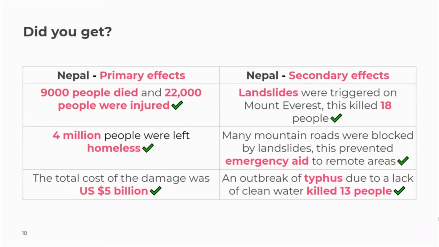Okay, so hopefully some of these were fairly obvious because you can directly compare them to what happened in New Zealand. So 9,000 people died and 22,000 people were injured. 4 million people were left homeless. And the total cost of the damage was $5 billion. Now, then we had, for the secondary effects, landslides were triggered on Mount Everest, killing 18 people. Mountain roads were blocked by landslides, preventing emergency aid to get to remote areas. And an outbreak of typhus due to a lack of clean water killed 13 people. So add those to your table if you need to.